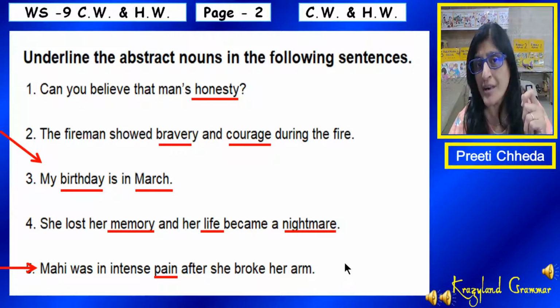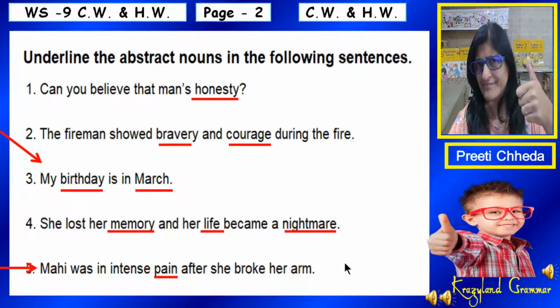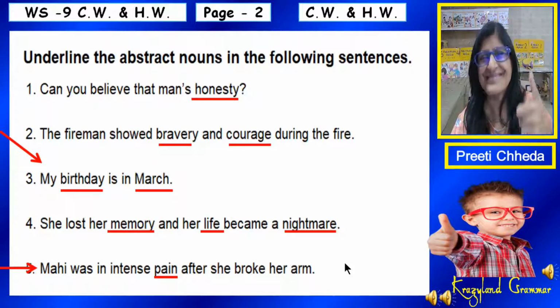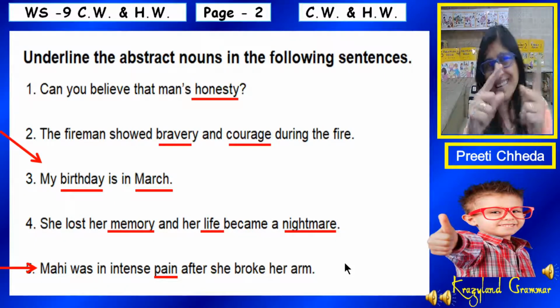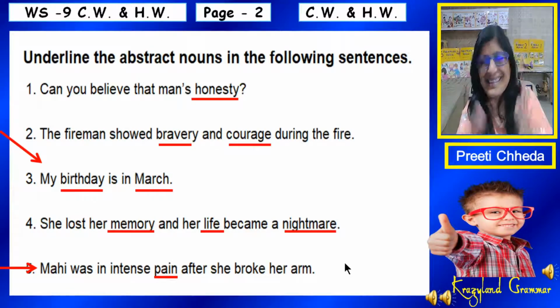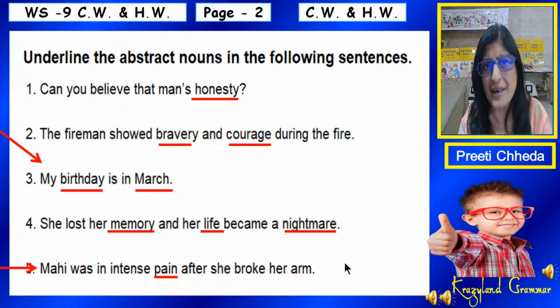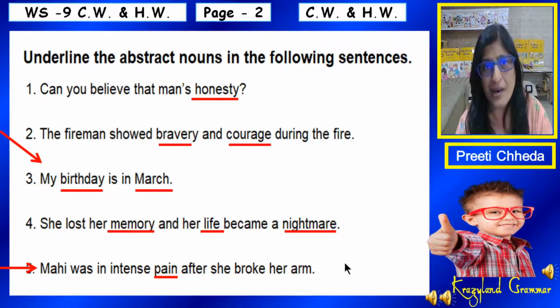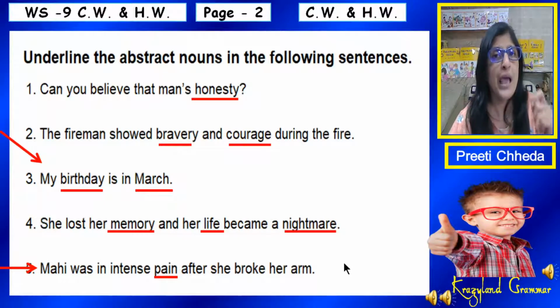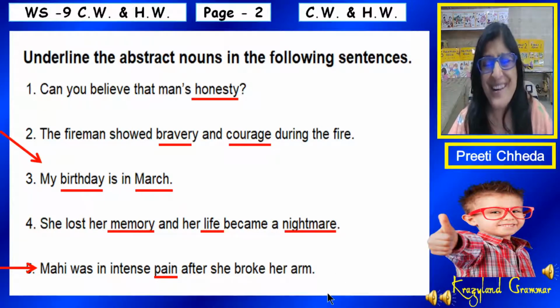So how did you do? Correct. And how many have the right answer? Oh wow. Good job, good job. Well done, kids. I think now if you are doing it correctly, your concept of abstract and concrete nouns is clear. So abstract nouns are tricky. Don't let them trick you.